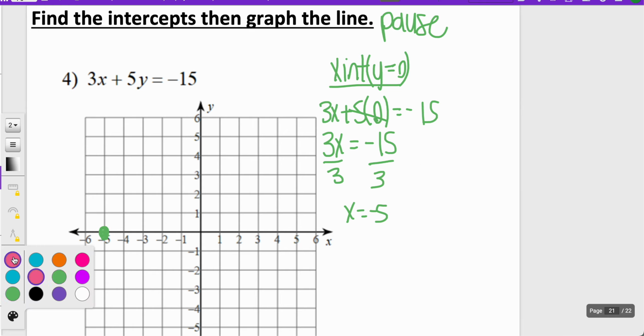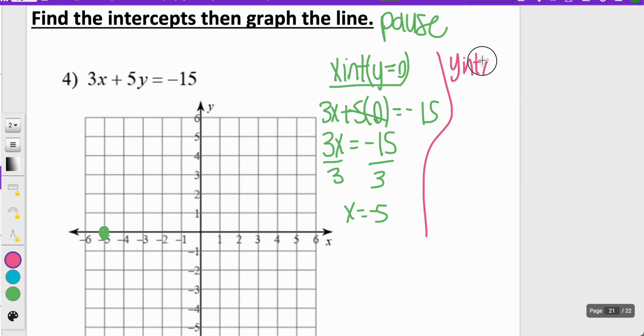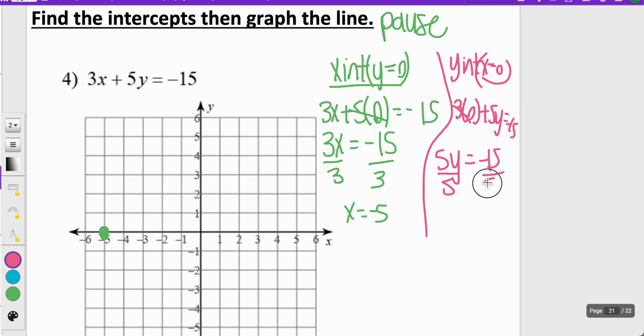For my y-intercept is when x is equal to 0. So we'll plug that in. 3 times 0 plus 5y equals negative 15. 3 times 0 is just 0, so 5y equals negative 15. Divide both sides by 5. I'm going to get y equals negative 3 down here.